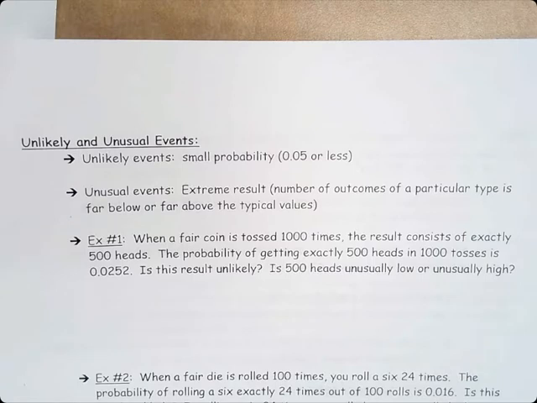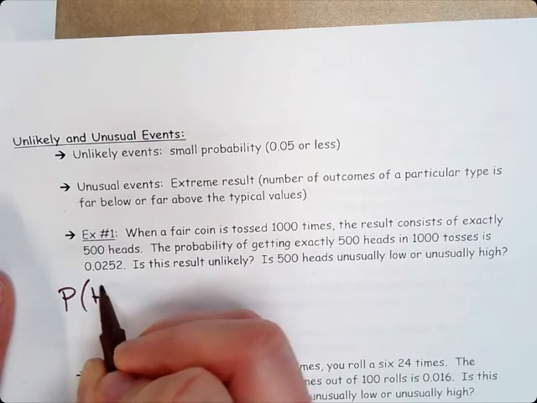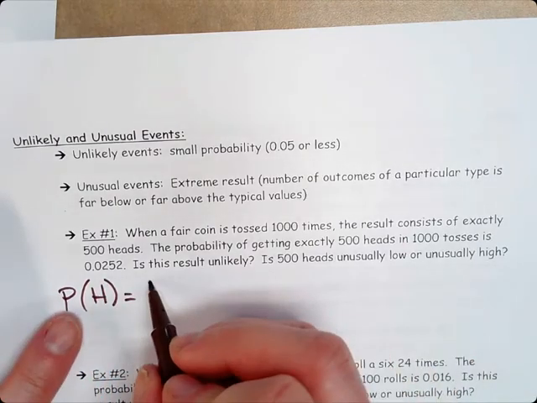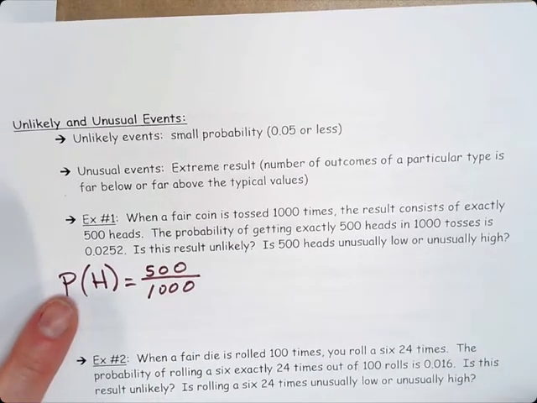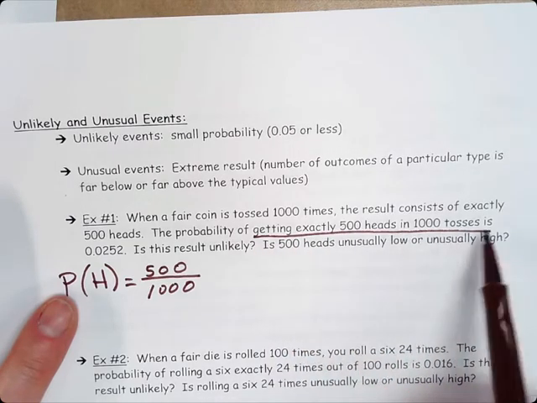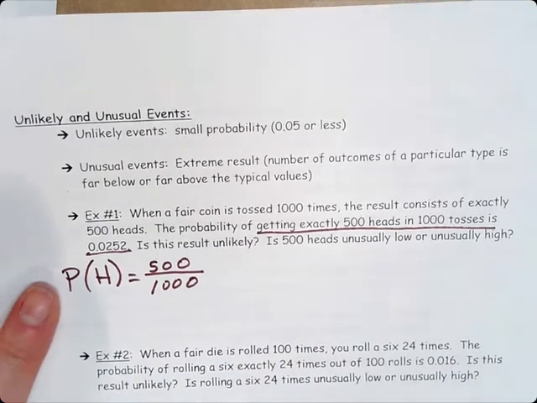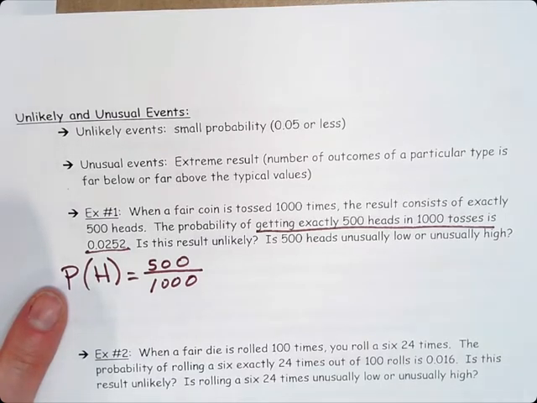What do y'all think? What's the probability of getting heads whenever you do 1,000 tosses? 500 out of 1,000. Oh, sorry. Oh, you're okay. But they're saying the probability of getting exactly is that, because you'll have above or below, right? The probability of getting exactly that, 0.0252.